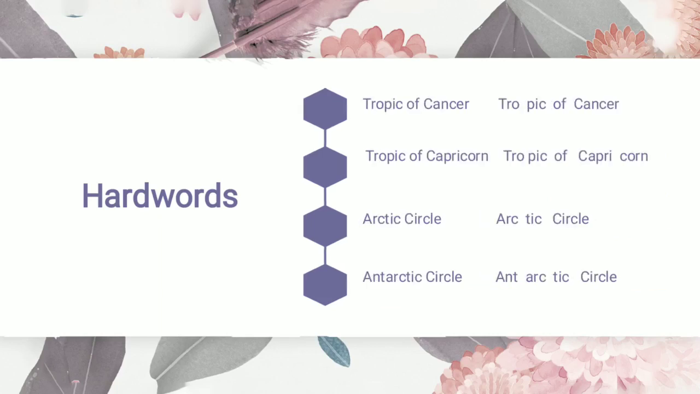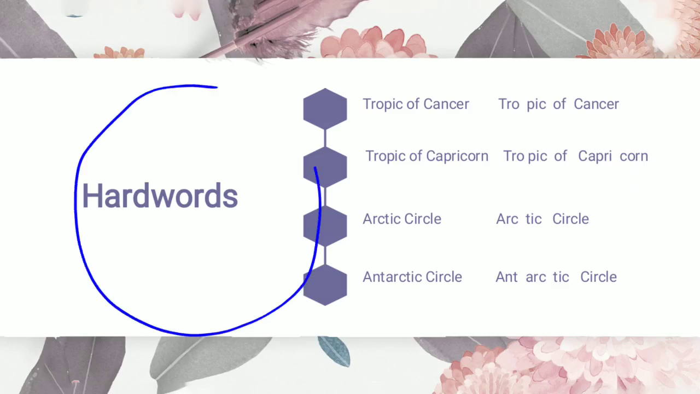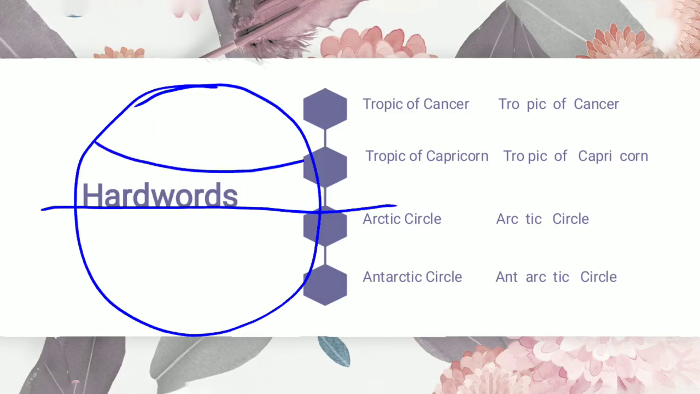Tropic of Cancer. Suppose this is our earth. This is the equator, as I have already told you. Now, the line above the equator is called Tropic of Cancer. Next is Tropic of Capricorn, the line below the equator. This is called Tropic of Capricorn.